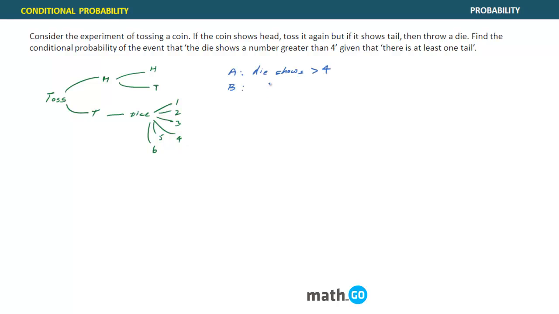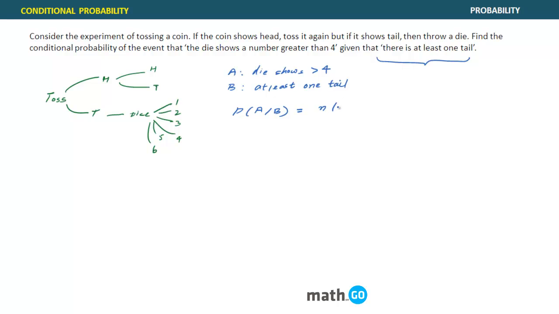And the B event, that is, given that there is at least one tail. Okay, so this is what is given. I have just stated what is given in the question itself. What you are asked to find is probability A given B, because it is already said that at least one tail has already occurred. That is the statement given to you.